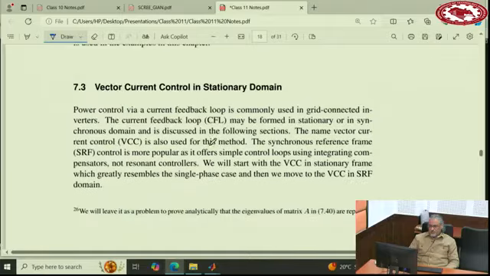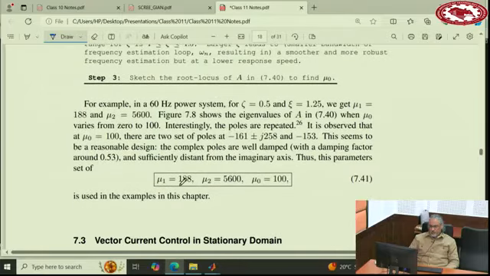So for instance, for the numbers that we just had, mu1 will be 188, mu2 will be 5,600, and mu0 will be 100.